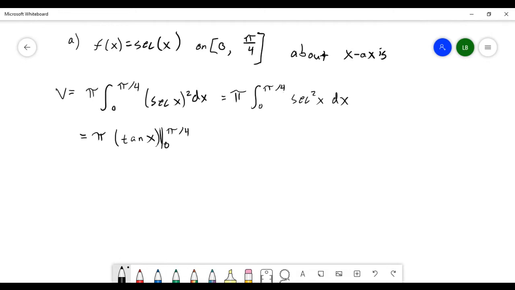So tangent of pi over 4 is 1, and tangent of 0 is 0. So we get pi times 1 minus 0. So our answer is, in fact, pi. Nice job.